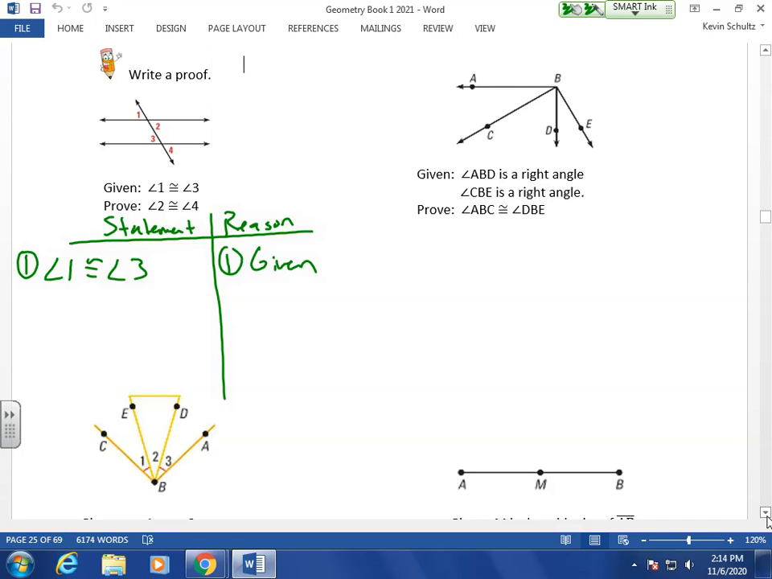Okay, that's good. Because whenever we can introduce something new with something we already have in the proof, that's usually the right process to use. So step 2, we can say that angle 2 is congruent to angle 1 because of the vertical angle theorem.